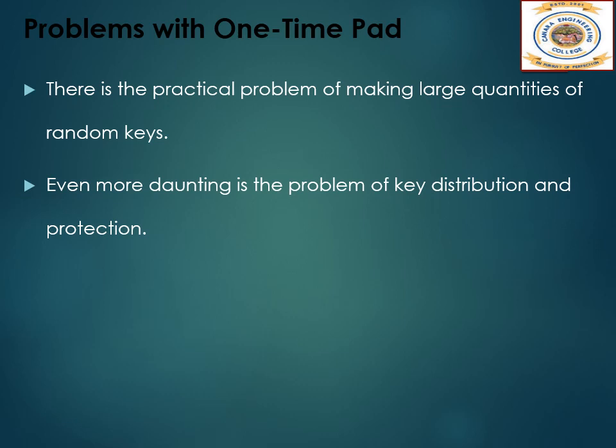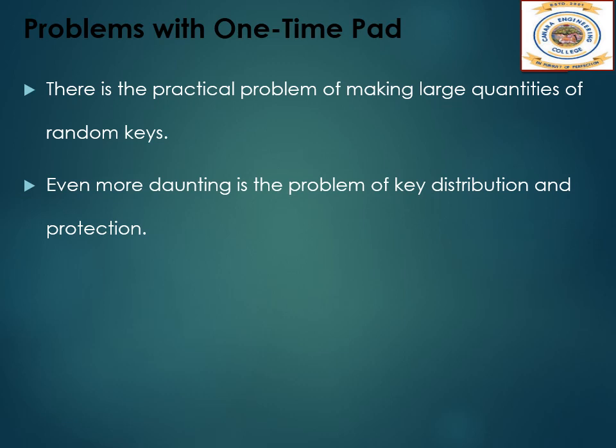One is the practical problem of making large quantities of random keys. Any heavily used system might require millions of random characters on a regular basis. So supplying truly random characters in this volume is a significant task. Next, even more problematic is key distribution and protection. For every message to be sent, a key of equal length is needed by both sender and receiver. So this key distribution problem also exists.